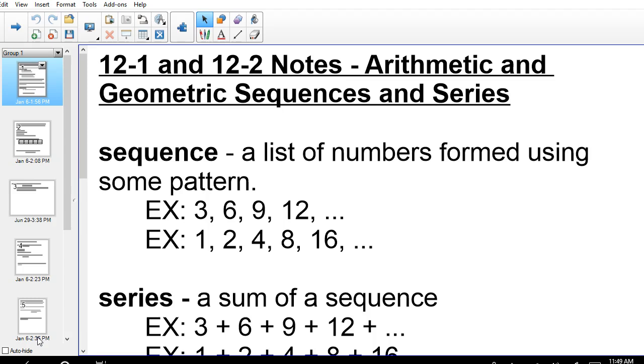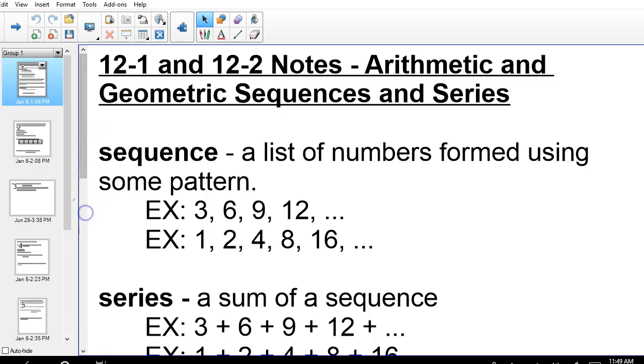So a sequence is a list of numbers formed using some type of pattern. So, for example, 3, 6, 9, 12, and so on, right? Or 1, 2, 4, 8, 16. These are patterns. In the first pattern, you're just adding 3 each time. In the second pattern, you're multiplying by 2 each time. So it's a list of numbers created using a pattern. That stuff you've been doing since you were small.